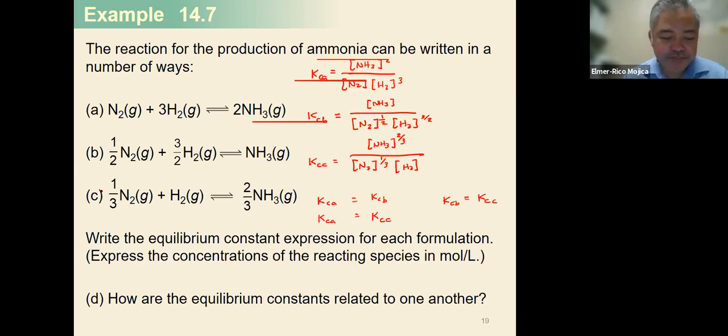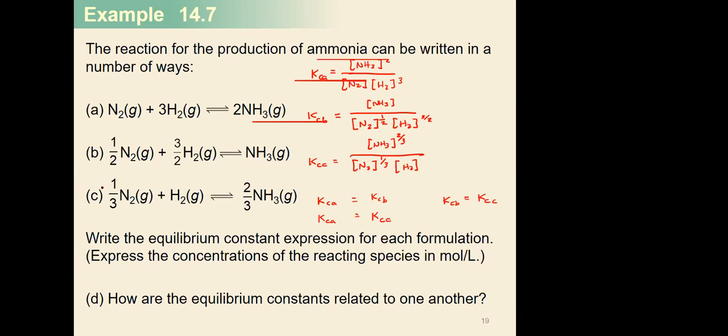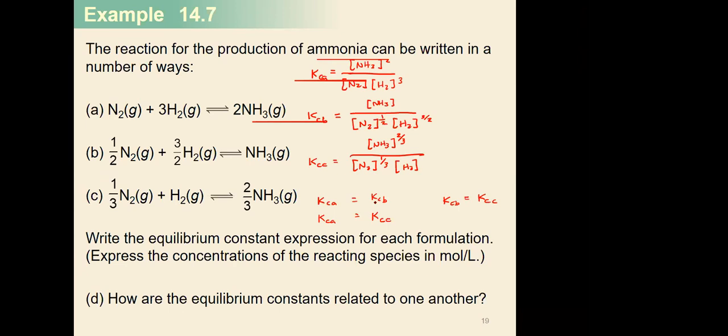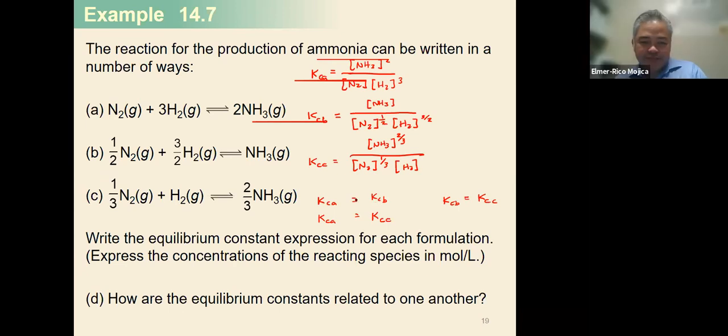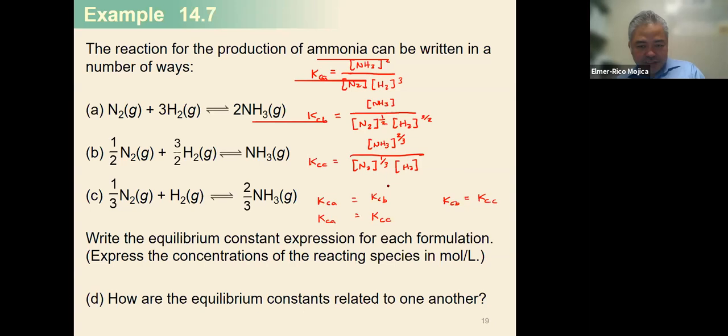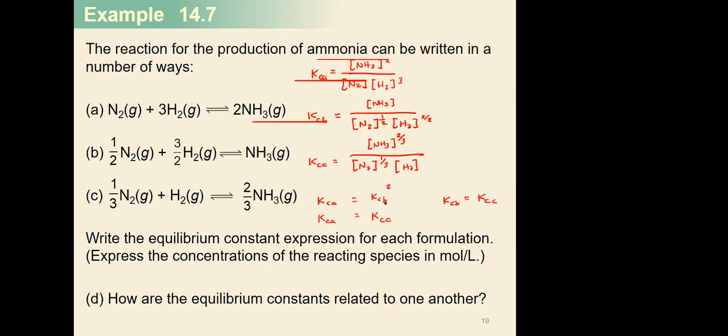Anyone? It was divided by 2. This one is divided by 2. So how are we going to express the relationship between the two K? So KCA is equal to what of KCB? KCB is 1/2 of KCA. Or we could say it, this is the one that we have.